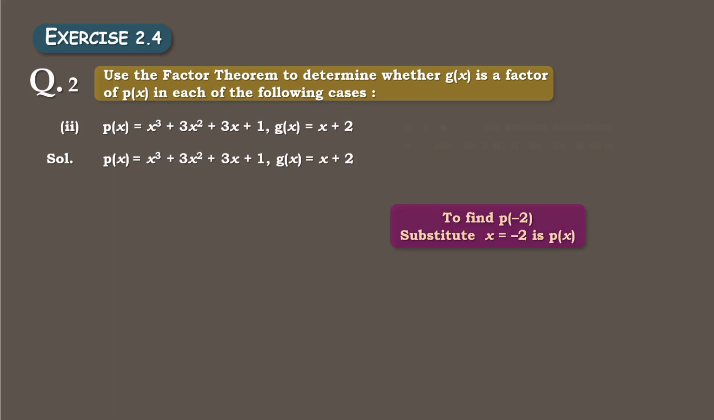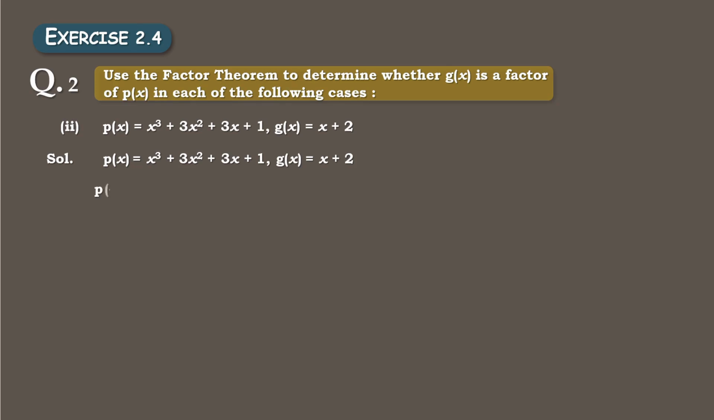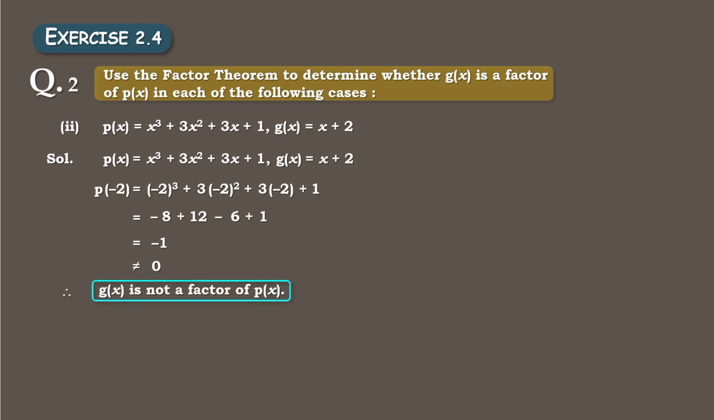Now we replace x with minus 2 in the polynomial p of x. We simplify each term carefully and then add all the values. After simplification, the final value comes out to be minus 1. Since the value of the polynomial at minus 2 is not equal to 0, we conclude that g of x is not a factor of p of x. Therefore, x plus 2 is not a factor of the given polynomial.